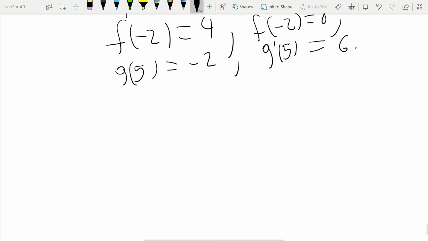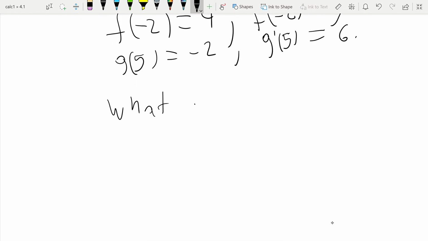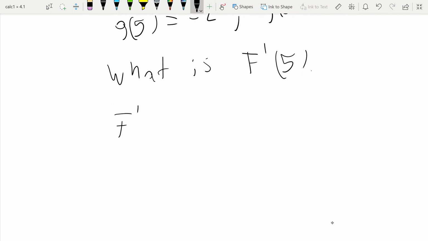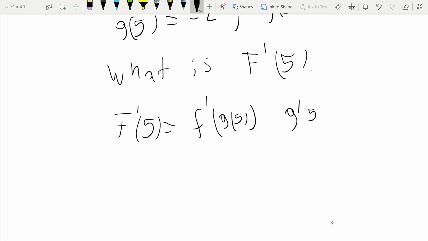So what is F prime at 5? And here you just need to notice that this is a problem about the chain rule. Because in order to find the derivative of capital F at 5, you need to know the derivative f prime at g of 5, and you need to know g prime at 5. So F prime at 5 is equal to f prime at g of 5 times g prime at 5.